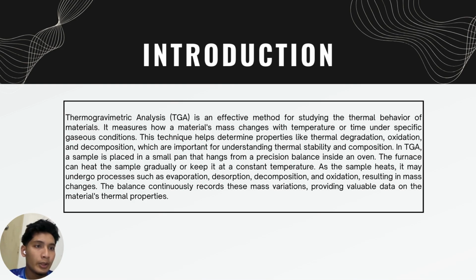In TGA, a sample is placed in a small pan that hangs from a precision balance inside an oven. The furnace can heat the sample gradually or keep it at a constant temperature. As the sample heats, it may undergo processes such as evaporation, dispersion, decomposition, and oxidation, resulting in mass changes. The balance continually records this mass variation, providing valuable data on the material's thermal properties.